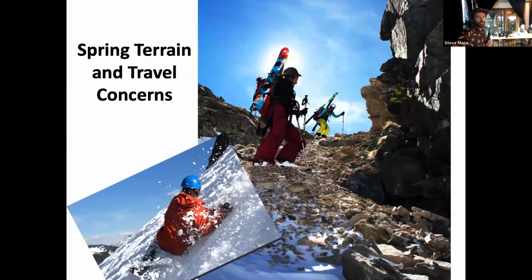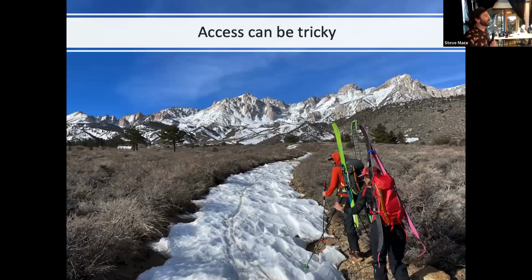So other spring terrain and travel concerns: we often have really tricky access, right? When we're going to these bigger areas, maybe we're starting to see the roads melt out, or those long morainal features that we used to be able to ski during midwinter are starting to melt out, with patchy coverage, etc. So be ready for that. Start early. Understand what the conditions might be like. Be ready for the unknowns of it.